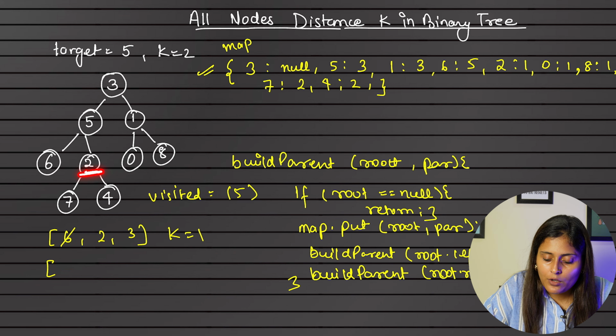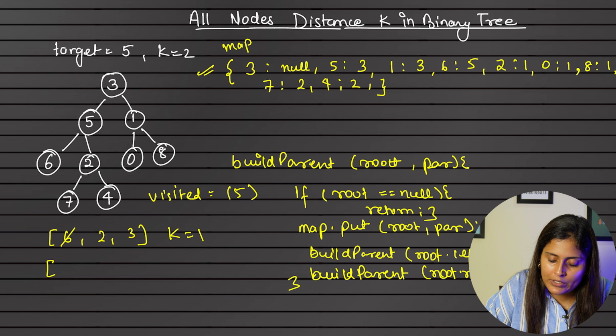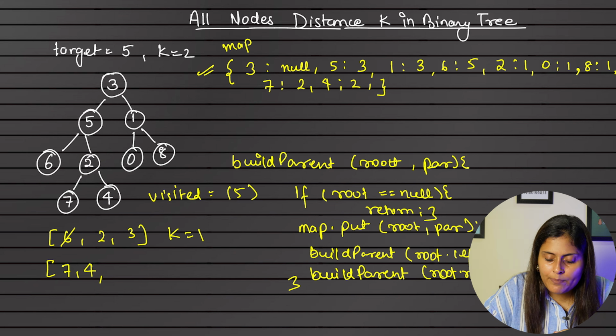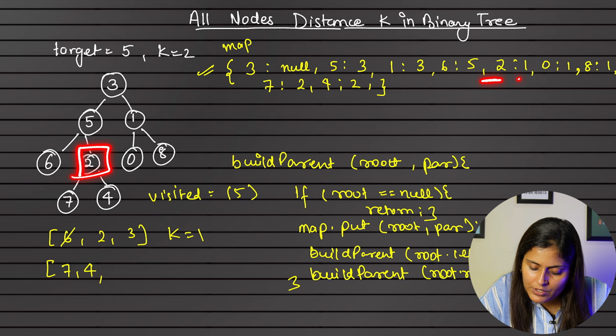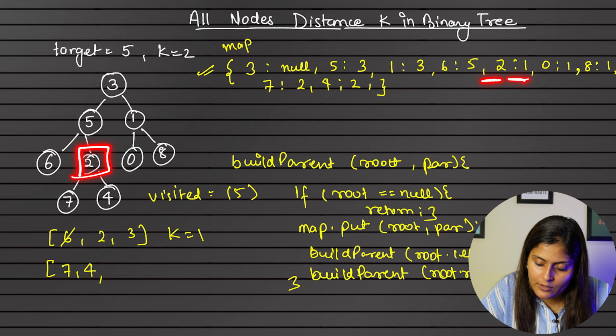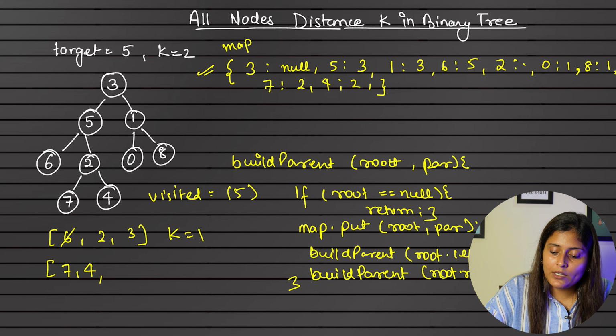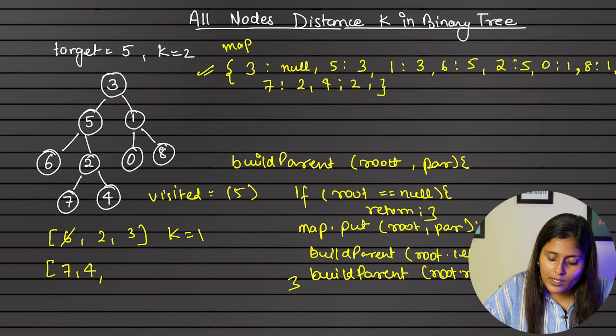Now from 2 we'll check, do we have children? Yes. So 7 and 4 will be inserted in the next iteration. Okay. What is the parent for 2? So for 2, the parent was, we stored 1, right? Okay, my bad. Here we should have stored 5, right? Parent was 5. Yes. But this node is already visited, so we'll not store this. So again, for 2 we have only stored 7 and 4.